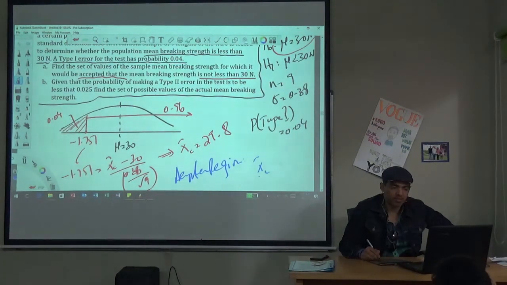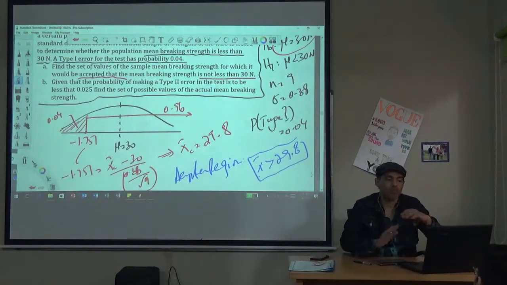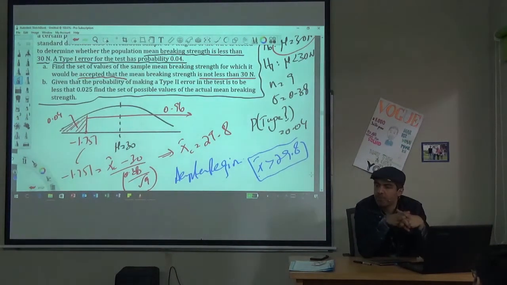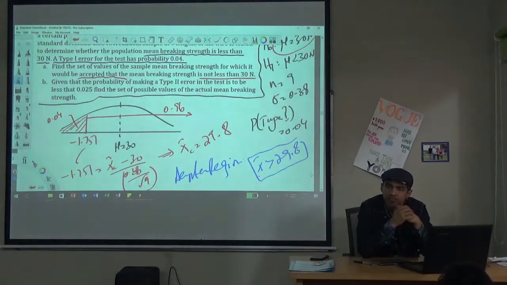is x bar greater than 29.8. This is the range of values of the sample mean breaking strength that would compel you to accept the null hypothesis, that is, that the mean is not reduced. Is everyone okay with this? At the back, are we good?